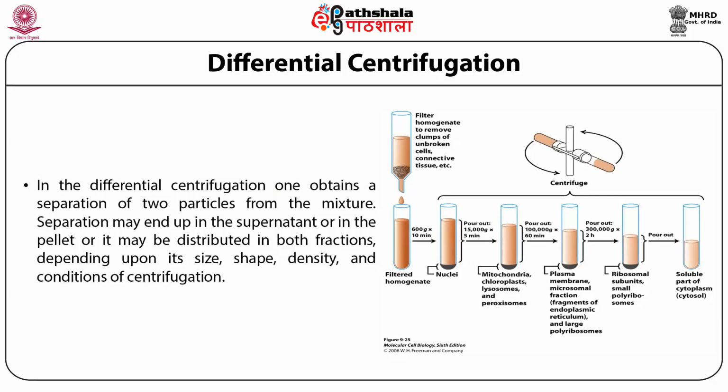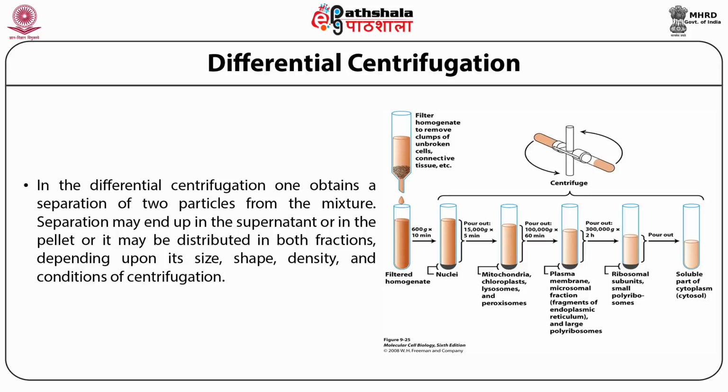In differential centrifugation, you can see that it obtains a separation of particles from a mixture. Separation may end up in a supernatant or in a pellet, or the particles may be distributed in both fractions, depending on their size, shape, density and the conditions of centrifugation. As you can see in the picture, first you take the cell homogenate, filter it, and run it at a small RPM or small g, like 600 g for 10 minutes. The bigger molecules settle down at the bottom.